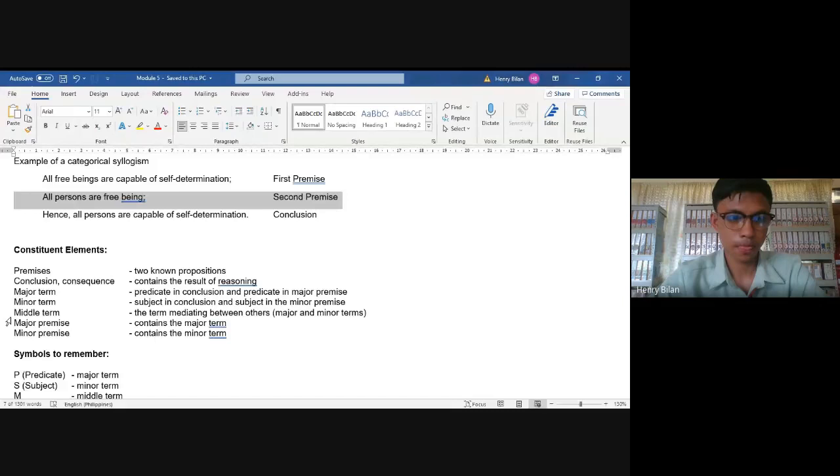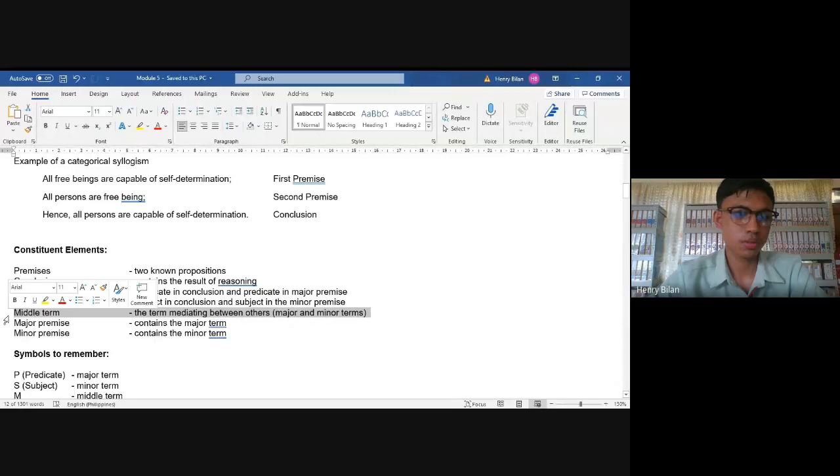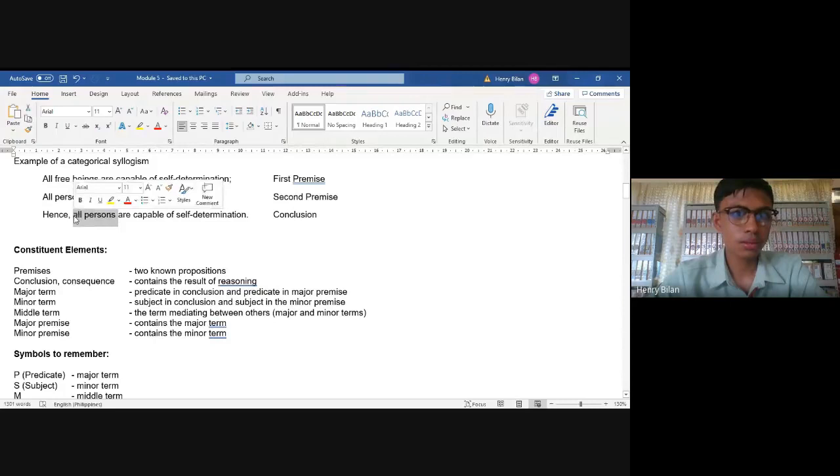Isa siyang tulay. It can connect or disconnect kasi meron naman tayong negative propositions. So in our example, if we are able to identify the major term, this one, minor term, this one, ano ang natitirang term dito? Of course, ito na. Kung hindi mo pa malalaman ito, ewan ko na.